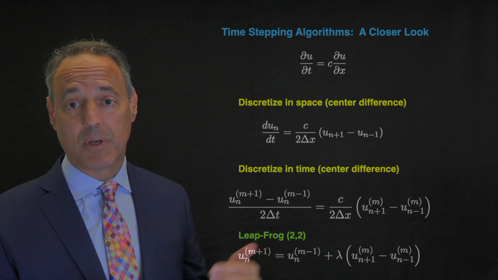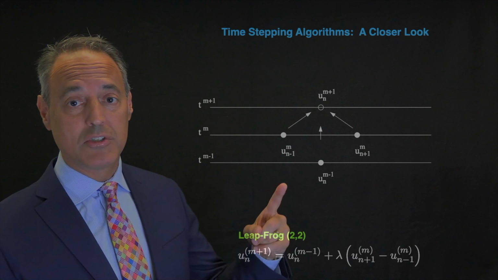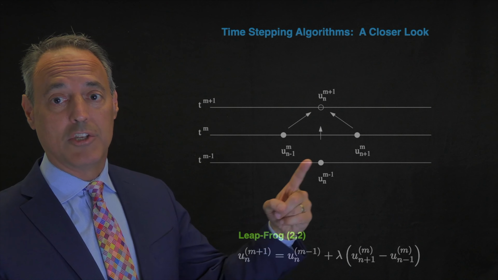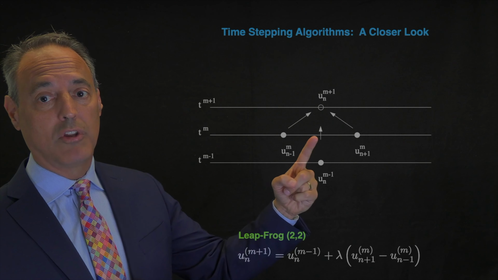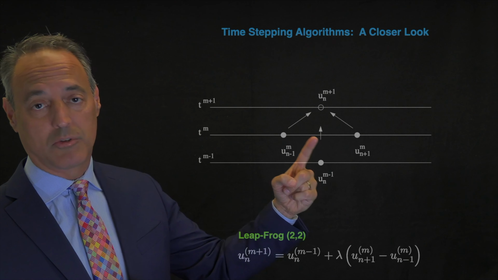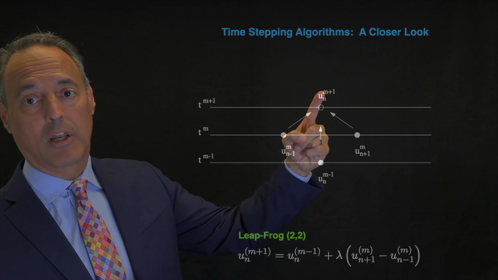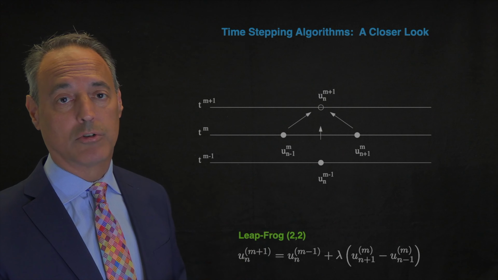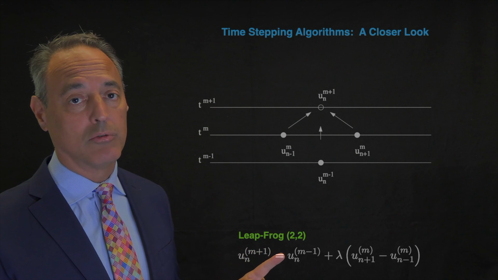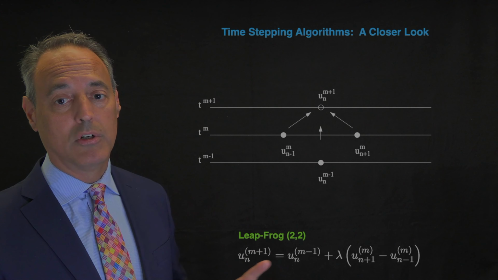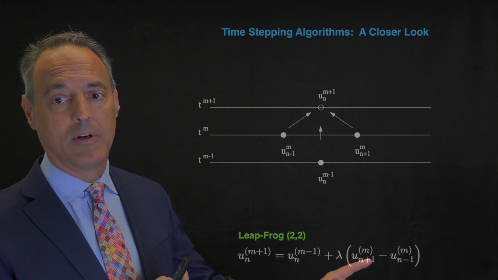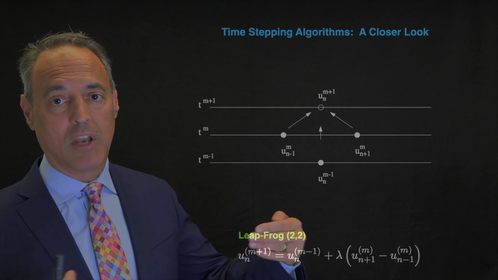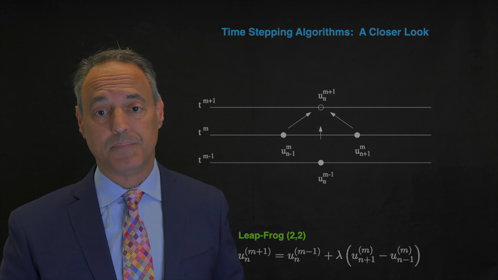To see this in a picture, let me just show you this. So this is the scheme in a picture. Notice, if you're going to produce this point here, you're not using this point here, which would seem natural, this is what we used before, but you're leapfrogging it to produce an estimate of the future derivative. And this is called Leapfrog 2-2. So the point in the future is what it was one time point ago plus the CFL number times your neighboring points at the current time.